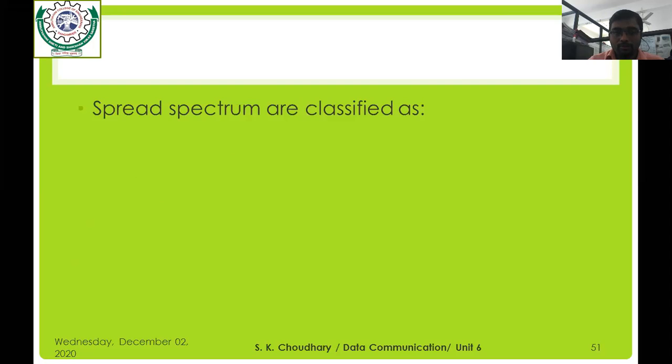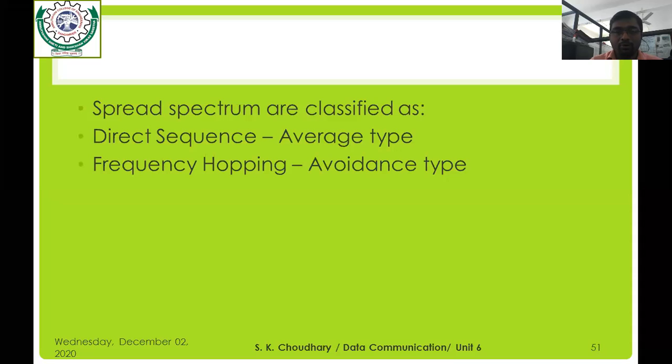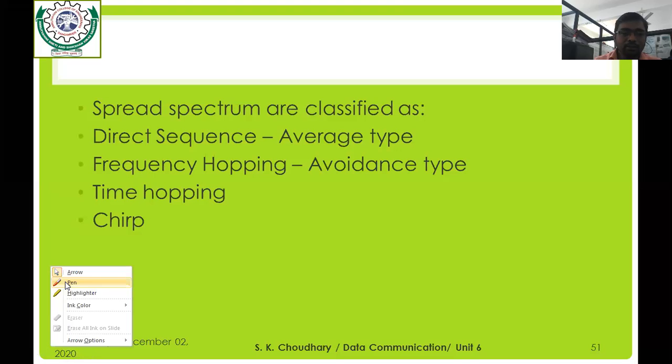If you have to classify the spread spectrum technique, first of all, it is direct sequence, DSS. So it is an averaging type of spread spectrum. And the second one is frequency hopping, that is the avoidance type. Others are also used, that is time hopping and chirp. But as per our syllabus, we will only discuss direct sequence and frequency hopping.